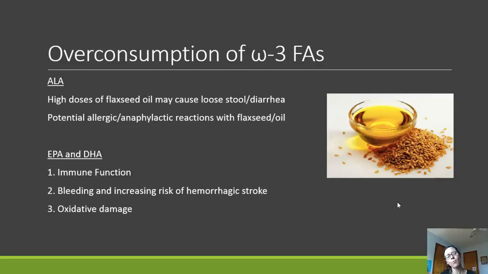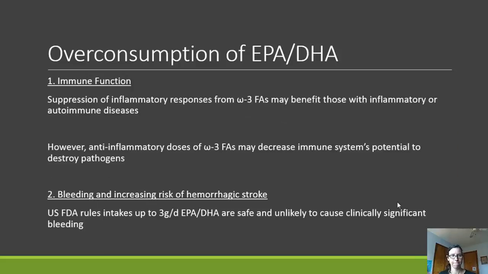However, when we go to the more active forms of omega-3s in our bodies, EPA and DHA, we can have negative consequences of overconsumption. And I think that this is being increasingly recognized in the literature. We know that EPA and DHA affect immune function, and similarly, when we have too much EPA and DHA, they can have a negative consequence on immune function. They also can impact bleeding and increase risk of hemorrhagic stroke, and also introduce oxidative damage. And we'll talk about why.